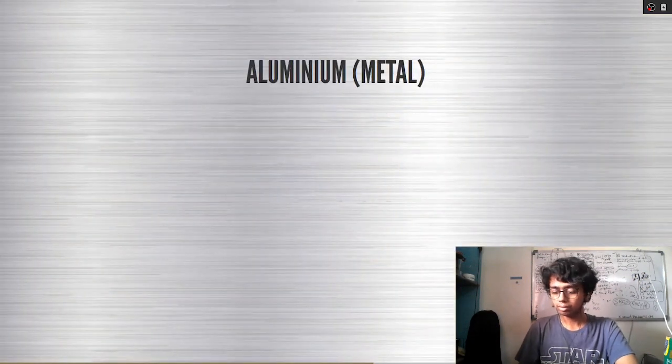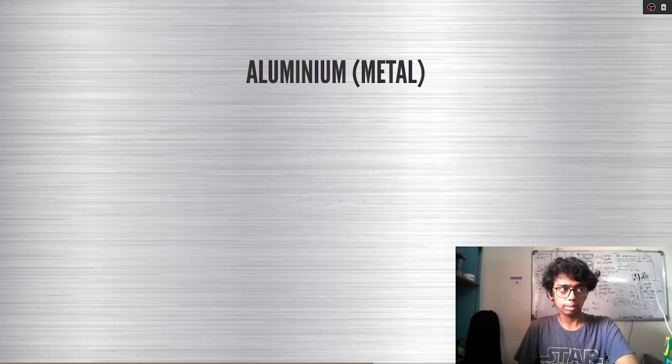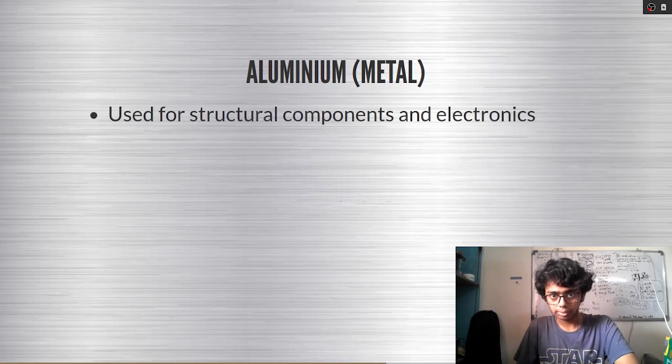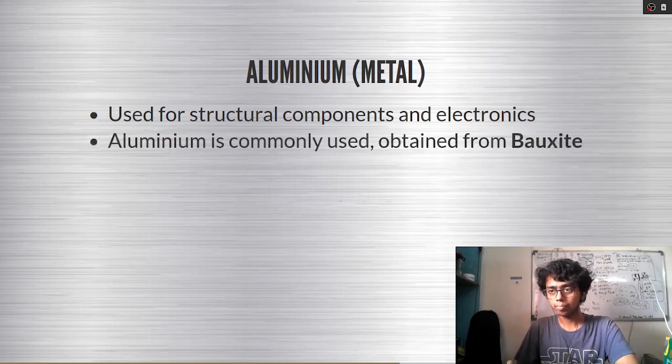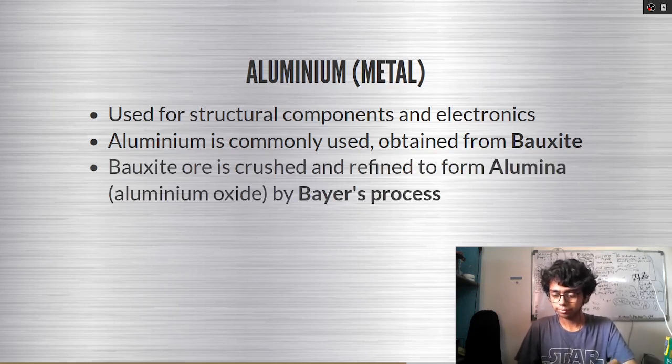Then we have metal. As I said, the most commonly used metal is aluminium, just because it is very lightweight and easy to work with. It has good workability, and it's easier to source. It's used for structural components, and metals are also used in the integrated circuit boards and all the electronics for the display. Aluminium is commonly used, and it is obtained from the bauxite ore.